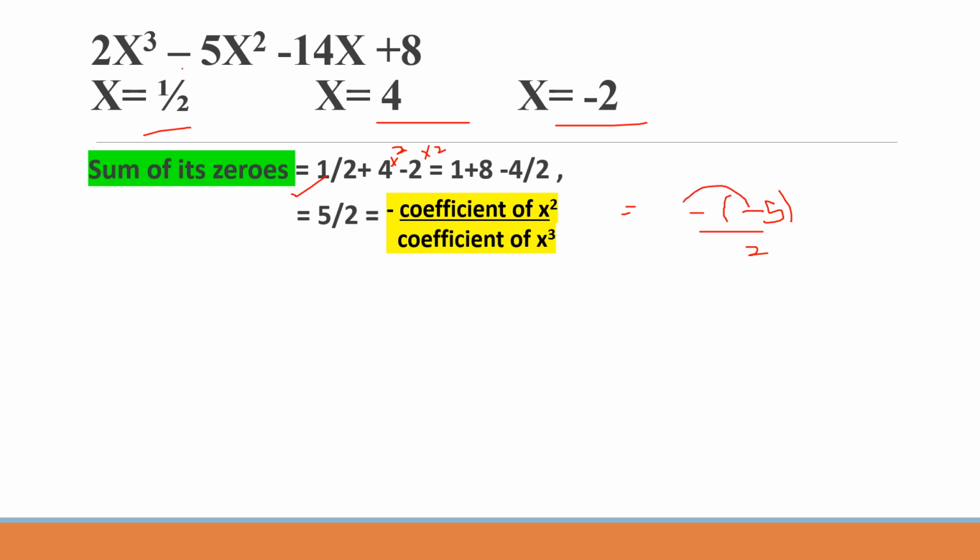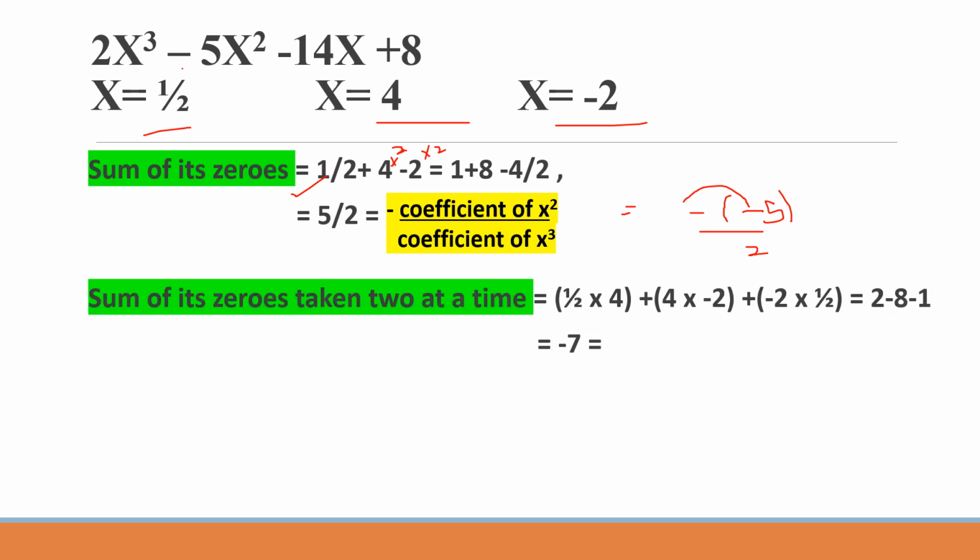So what will be the formula now? Sum of the zeros taken 2 at a time. We combine 2 zeros at a time: 1 by 2 into 4, 4 into minus 2, and again minus 2 into 1 by 2. When we multiply, we get 2. 4 into minus 2 is minus 8. We have crossed out these 2's, it's minus 1. Minus 8 plus 2 minus 1, the value is minus 7.